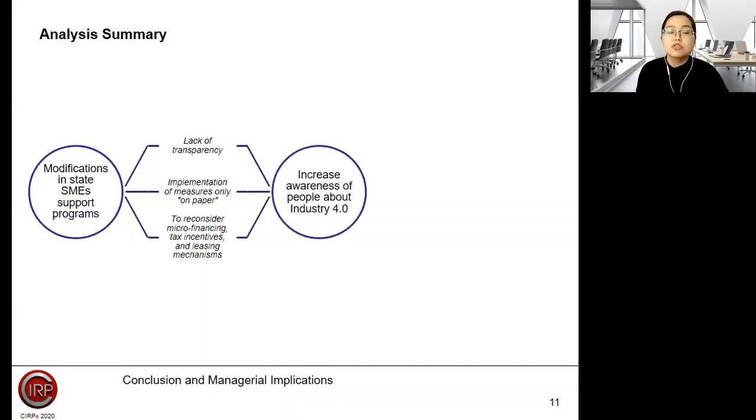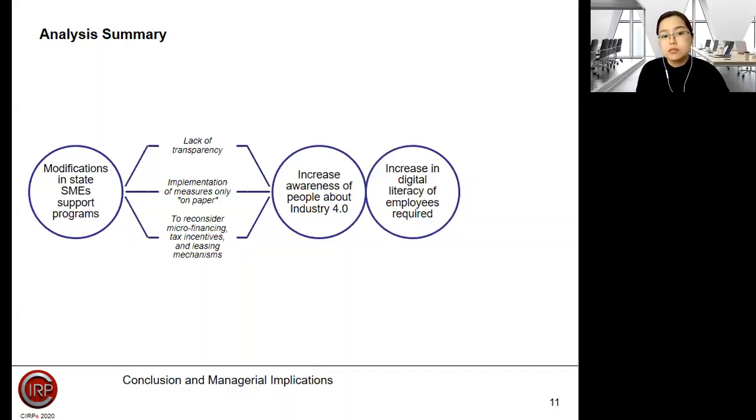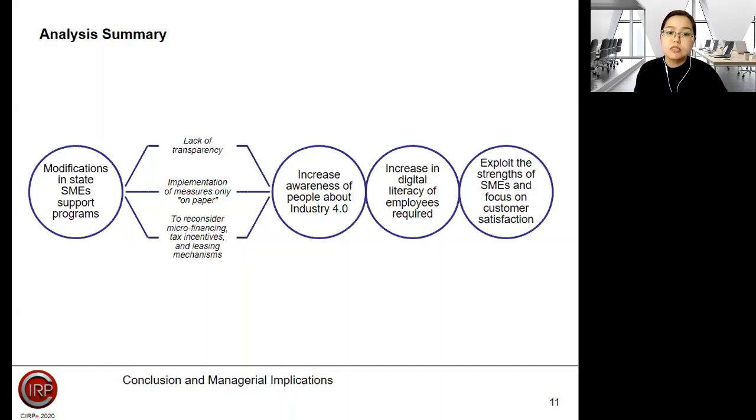Second is to change the cultural perception of people about digitalization and Industry 4.0, and increase their awareness. Third, an increase of training programs for all levels of employees to improve their digital literacy is of utmost importance, especially nowadays. And finally, taking into account the strengths of SMEs, increase customer orientation and adopt novel business strategies to further enhance interaction with customers. Indeed, the recommendations are not limited to those indicated above and could be extended by using other instruments.